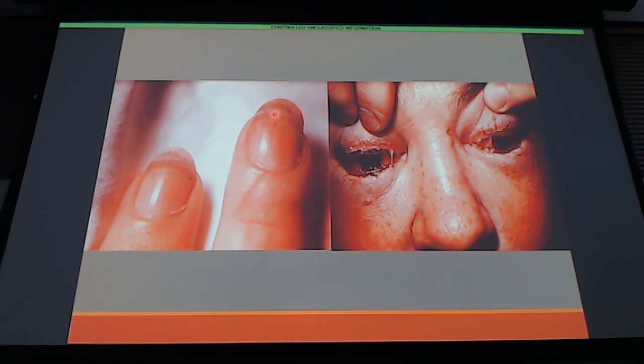If you haven't seen splinter hemorrhaging, this is what it looks like. You'll find them at the tips of the fingers. And the other one is periorbital edema and conjunctivitis.